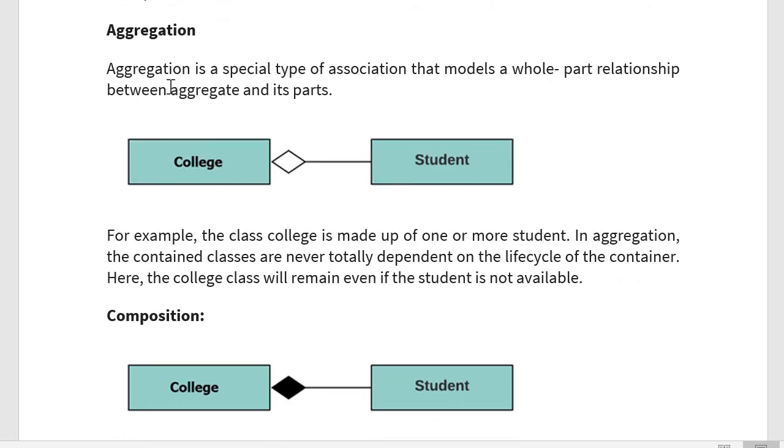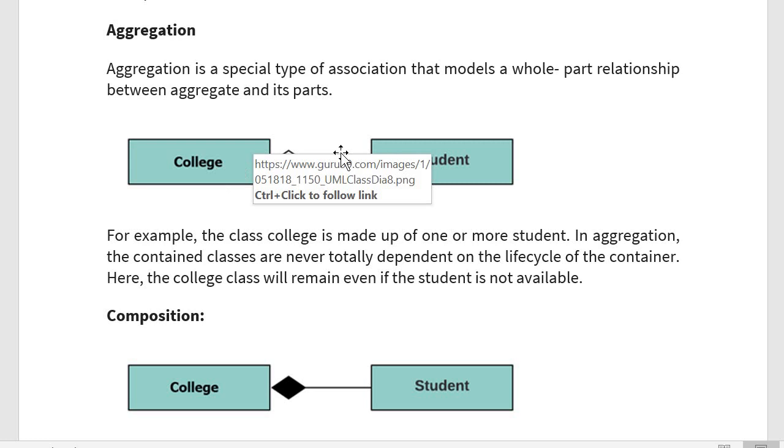First one is aggregation. It is a special type of association. Aggregation is an association relationship that models a whole-part relationship between an aggregate and its parts. So what is meant by whole-part relationship? Aggregation is also called a whole-part relationship. What is meant by this?